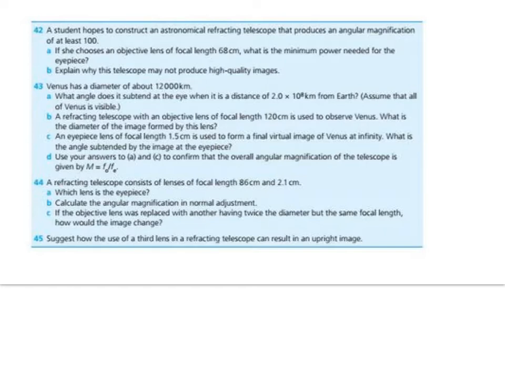A student hopes to construct an astronomical refracting telescope that produces an angular magnification of at least 100. If she chooses an objective lens of focal length 68 cm, what is the minimum power? Well, you know power equals 1 over the focal length. So it will be 1 over 0.68. Remember, power in dioptres is with the focal length in meters. And that should give you 1.5 D.